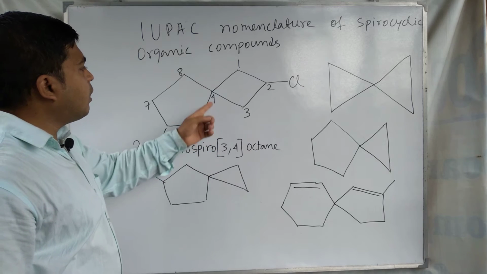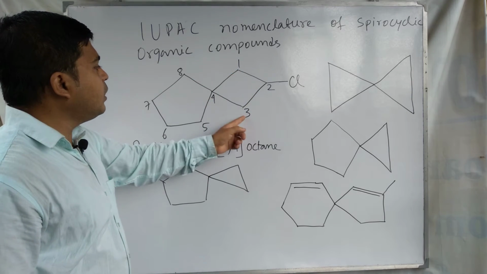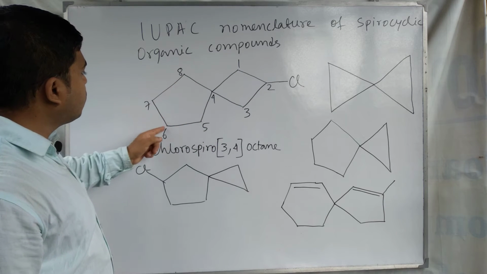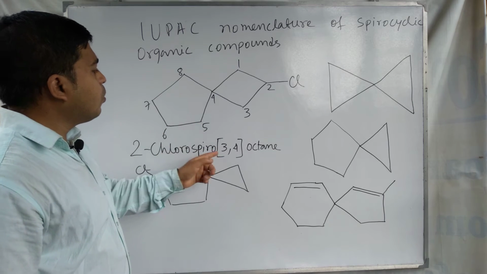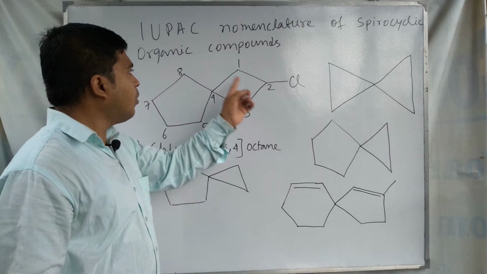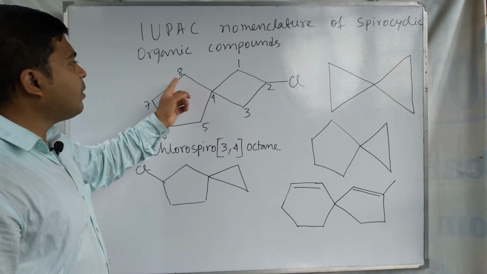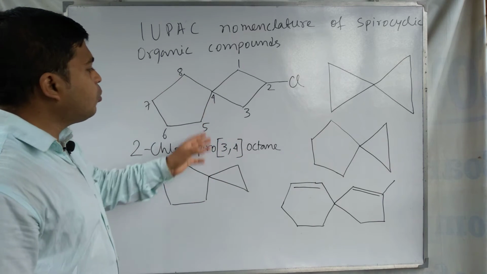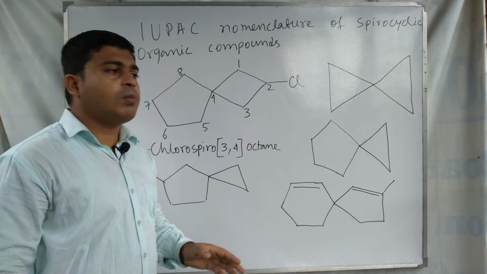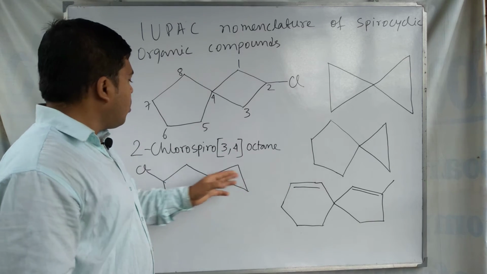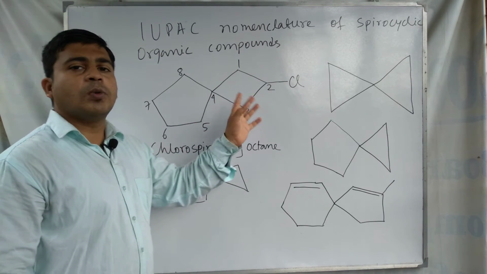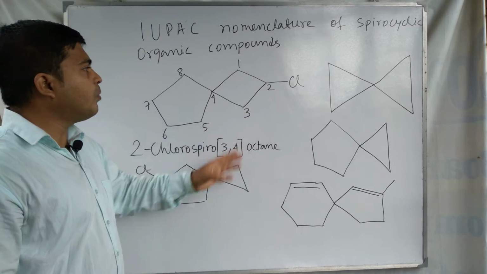And then in this ring 1, 2, 3 carbons are present, and in this ring 1, 2, 3, 4 carbons are present. So it is written in ascending order, 3,4 octane, because the total number of carbons present in this molecule is 8. So the root word is oct, and all are joined by single bonds. All carbons are joined by single bonds, so the suffix is ane. So 2-chlorospiro[3.4]octane is the full IUPAC name of this molecule.